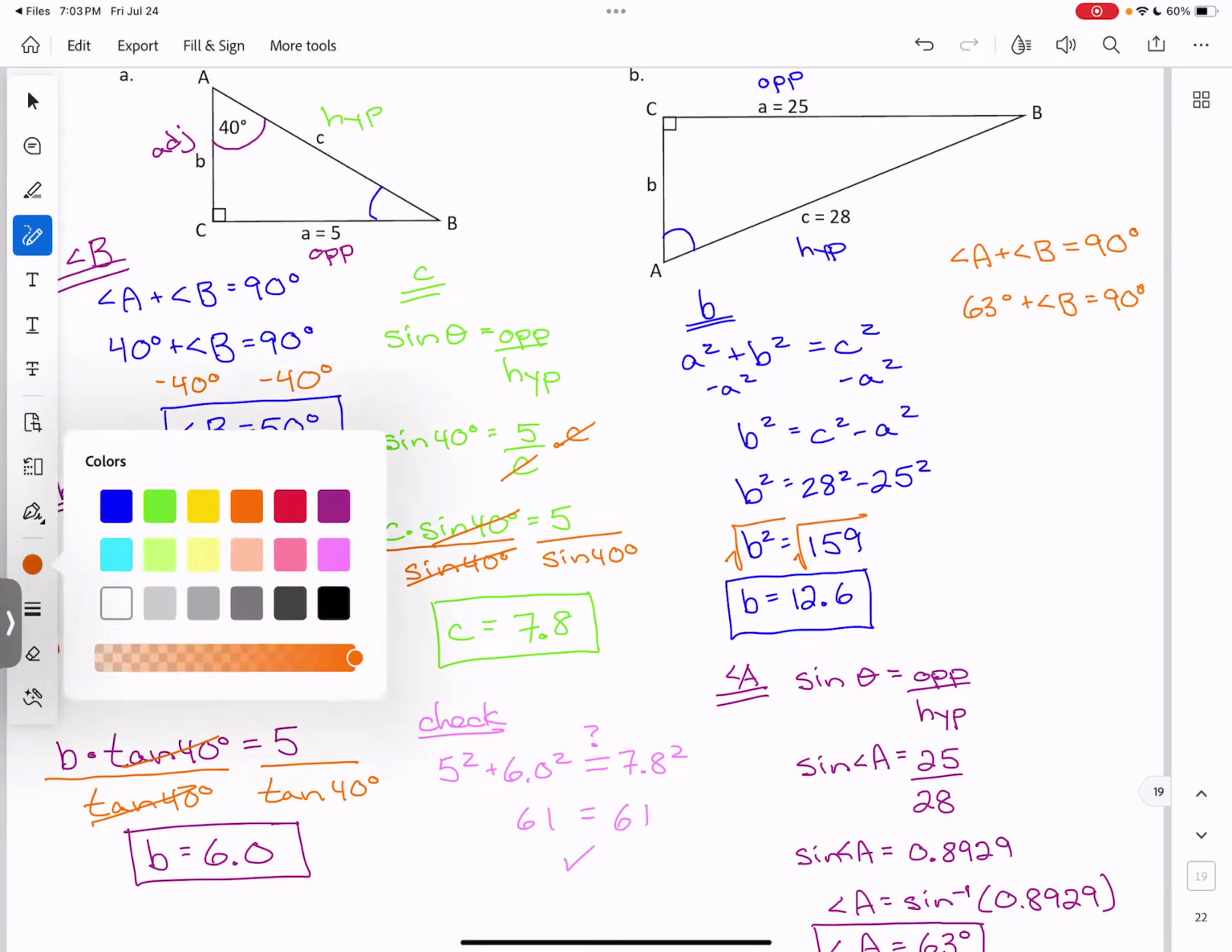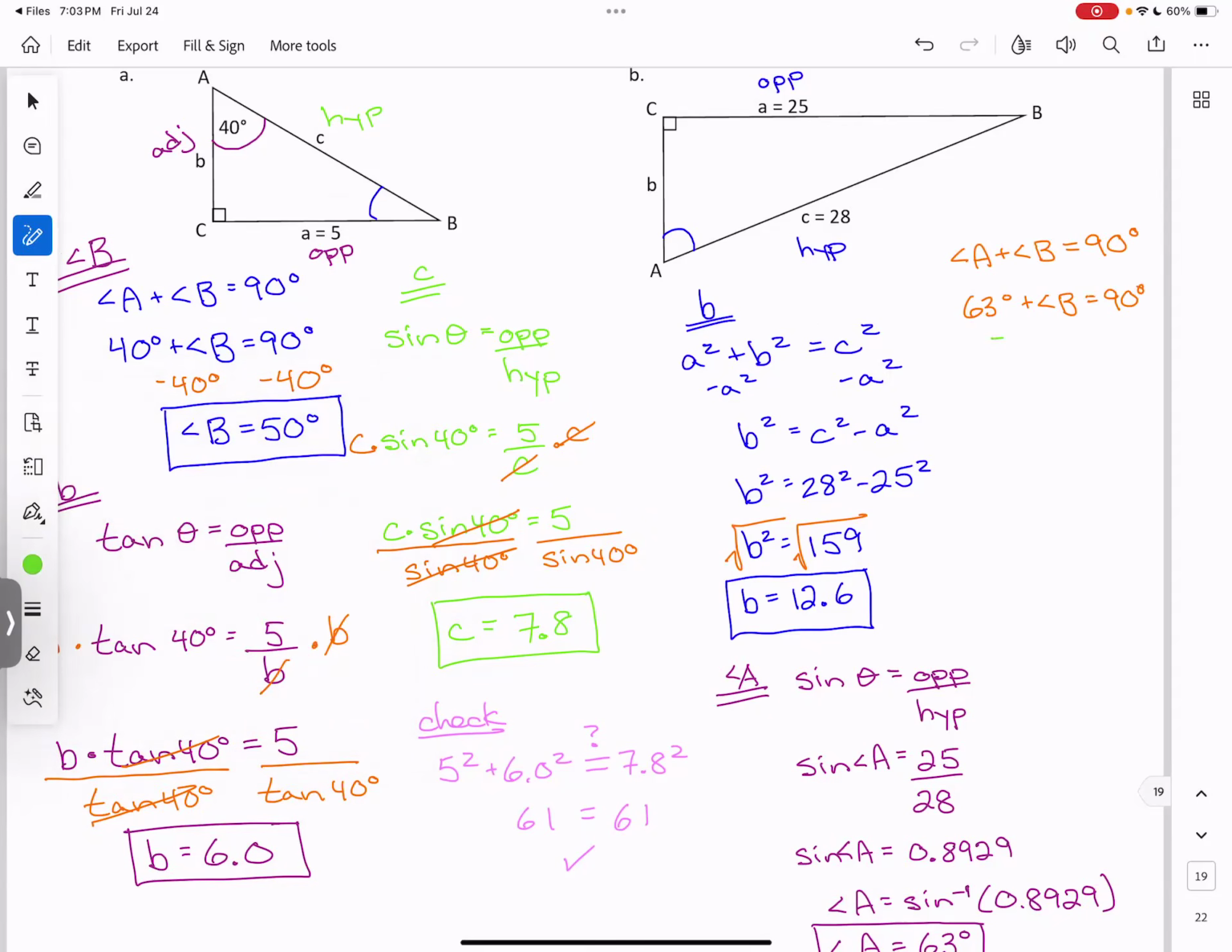So therefore, if we subtract 63 degrees from both sides, we've got angle B is 90 minus 63. And that gives us 27 degrees. And always do a double check. Make sure you've solved all of the angles and sides. And here we have.